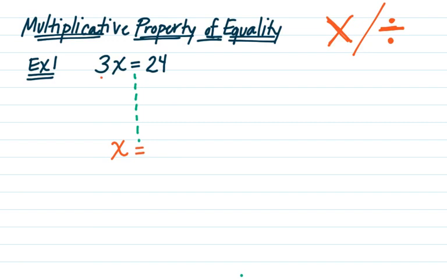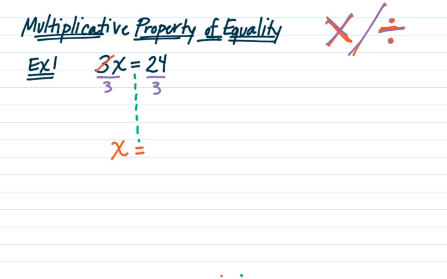So we have to remove that 3. Now it's 3 times x, so the opposite of times here, we can remember, is divide. So if we want to remove 3 times x, we have to divide by 3. But if you do it on the left, you must also do it on the right.